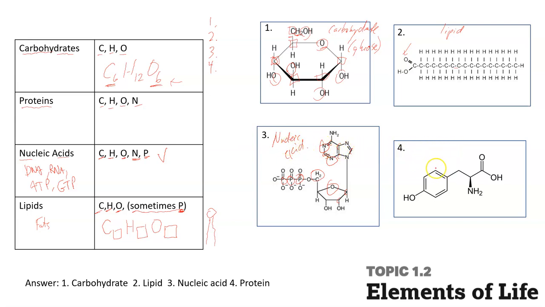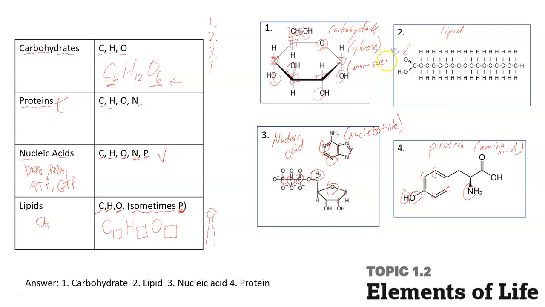Okay, so let's move on here to this last one. Notice you have carbons, you have hydrogens, you have oxygens, and you have nitrogens. Well, that fits most closely to a protein. So this is a protein. It is a protein monomer, which, you might remember, is an amino acid. This monomer here would be called a nucleotide. And this would be called a monosaccharide.